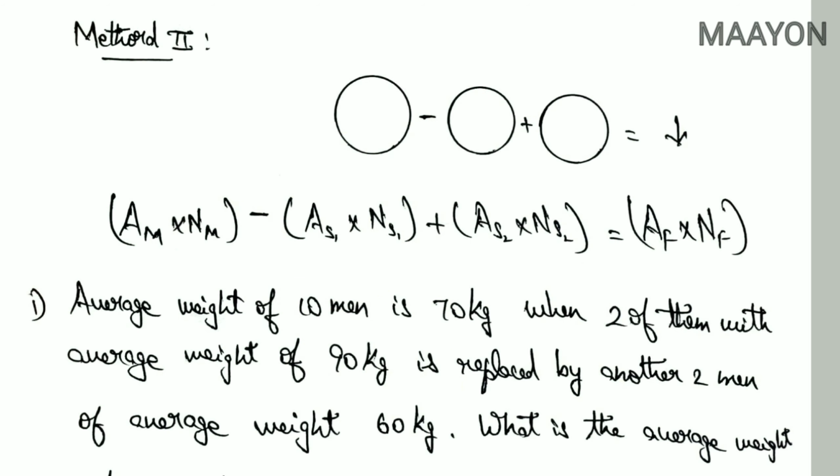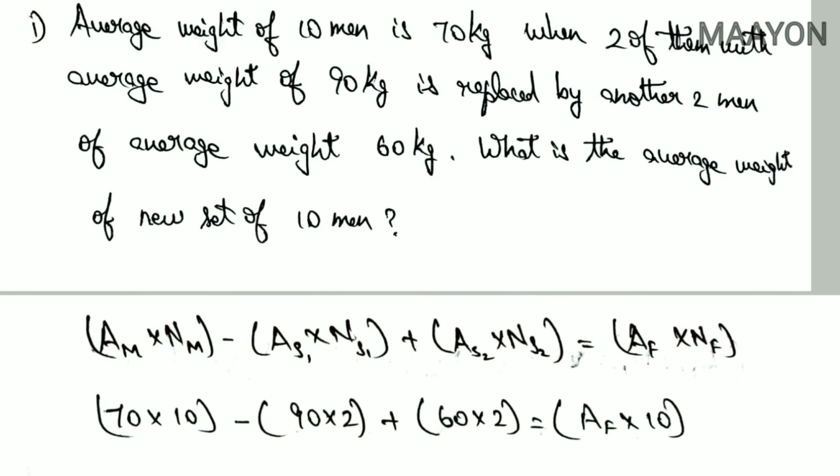In this, the average weight of 10 men is 70 kg. When 2 of them with average weight of 90 kg are replaced by another 2 men of average weight 60 kg, what is the average weight of the new set of 10 men? Let's write down the equation. Average of the main group into the number of terms in the main group, minus the average of subgroup 1 into the number of terms of subgroup 1, plus the average of subgroup 2 into the number of terms in subgroup 2, equals the average of the final group into the number of terms in the final group.